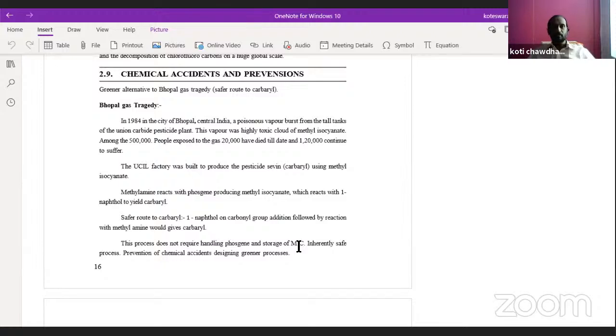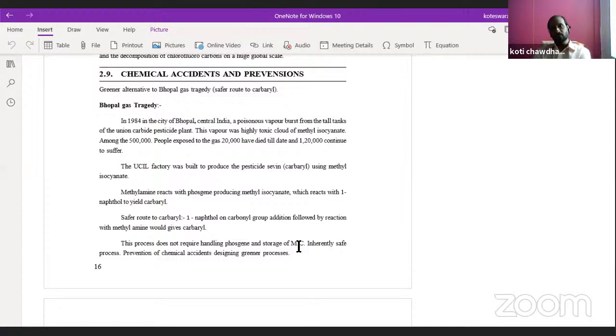Whenever we are going to design a production plant, it should be designed in a well-managed manner. Otherwise, accidents occur frequently, and the best example is the Bhopal gas tragedy. This Bhopal gas tragedy involves a process defect, or process difficulty.